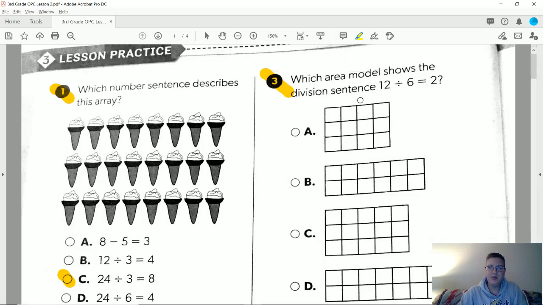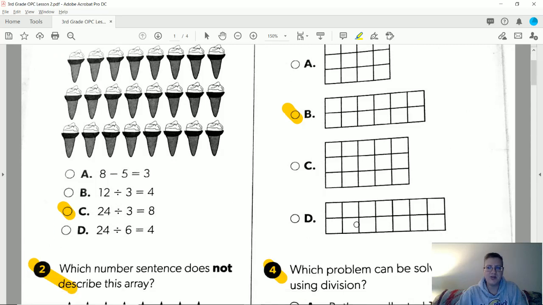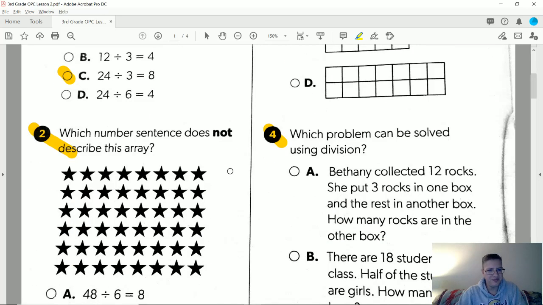Number 3, which area model shows the division sentence 12 divided by 6 equals 2? So when I was working with students, I would say that we have 12 total objects. We put them in rows of 6. How many rows do we have? So I currently have 3 rows for letter A, so I'm not going to want to pick that one. Letter B, 1, 2, 3, 4, 5, 6 objects, and I have 2 rows. That would be my answer. My other 2 options have 3 rows or 2 rows of 7.